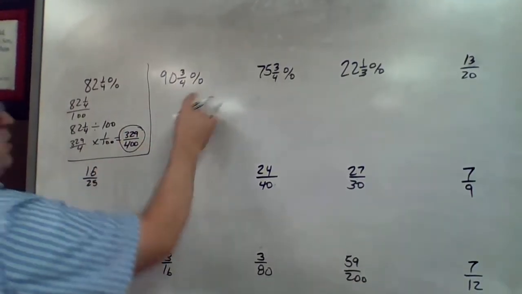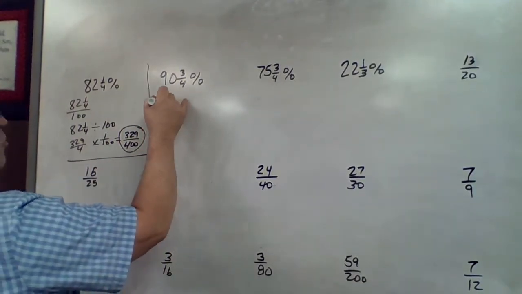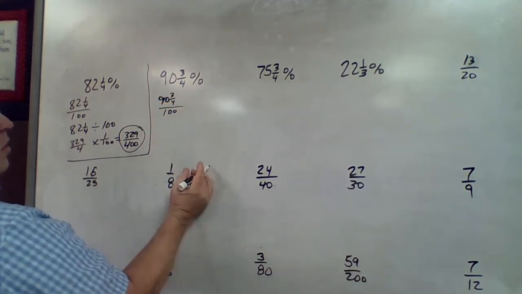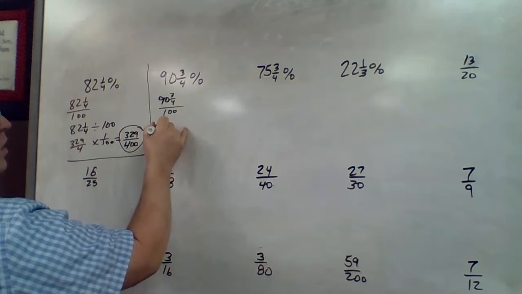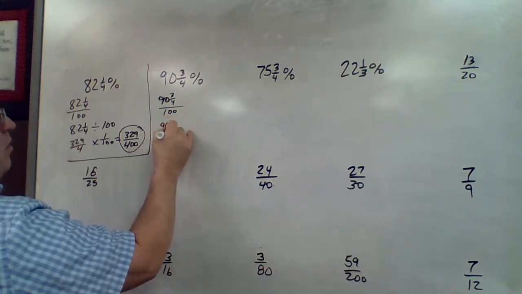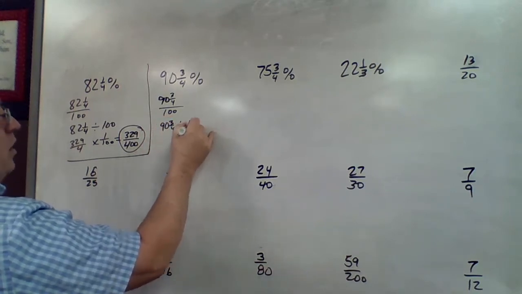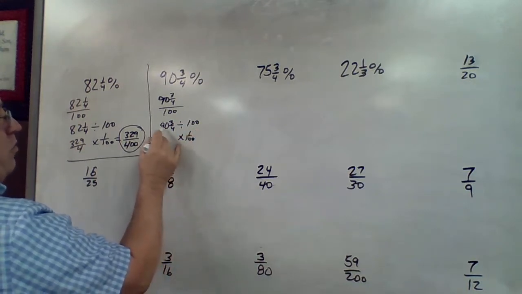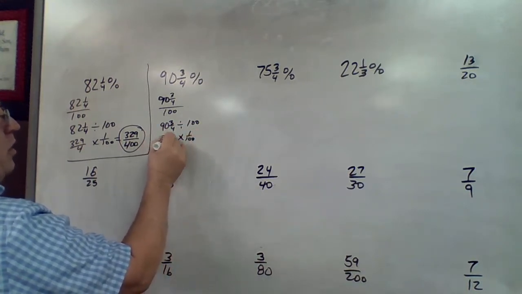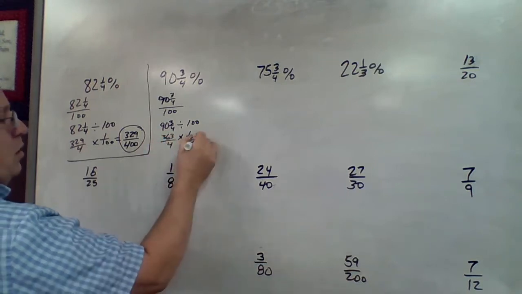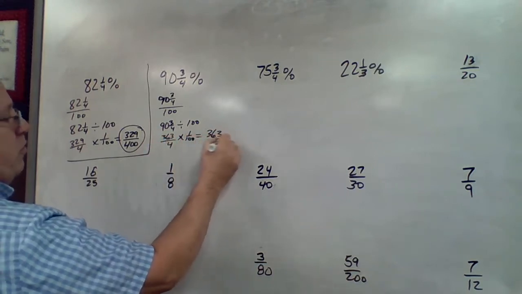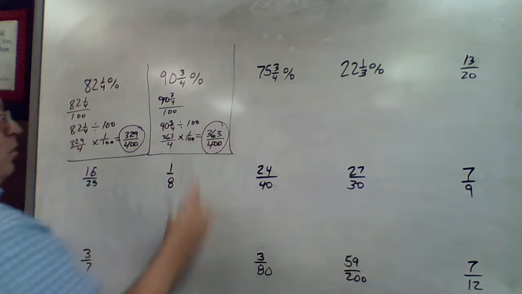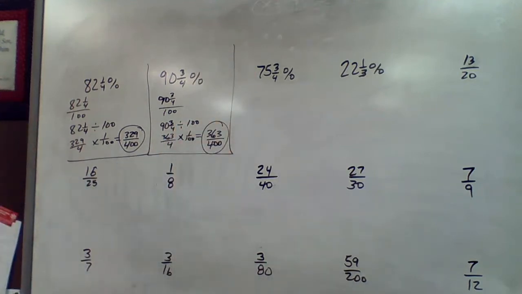How about this one? Same procedure as before. Percent means hundreds. So I write 90 3/4 over 100. 90 3/4 divided by 100 is the same thing as multiplying by the reciprocal. This is 363 over 4, which gives me 363 over 400, which is in simplified form.